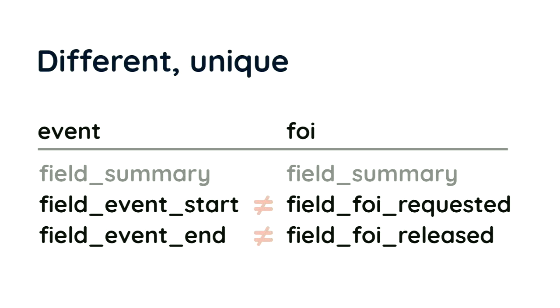And specifically, you can call out to other developers, I specifically want FOI to have a requested and a release date, and I don't want you to share this field on your blog content type. So you can call that out by sticking the content type in the name of the field. Okay, so there's a bit of a language going on in terms of the naming.